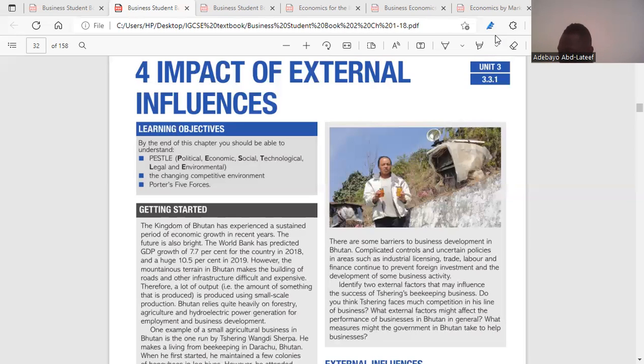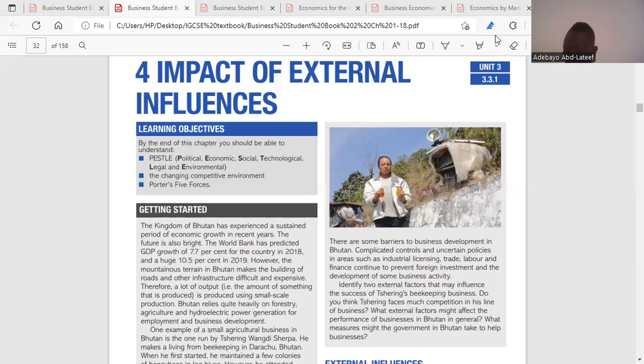So we start with demand. If external influences affect the demand for their product, then it will result in lower revenues, lower profits, and weaker cash flow. So if the demand is affected by external influences such as politics, the economic situation, social, technological, legal, and environmental situation, it could reduce the revenues made by the business, it could reduce the profit they make, and it could also weaken their cash flow. That is what demand is about.